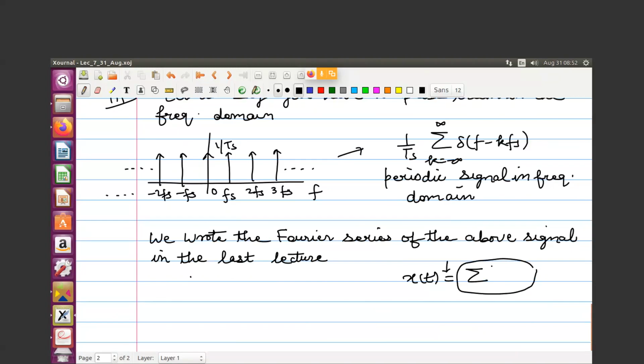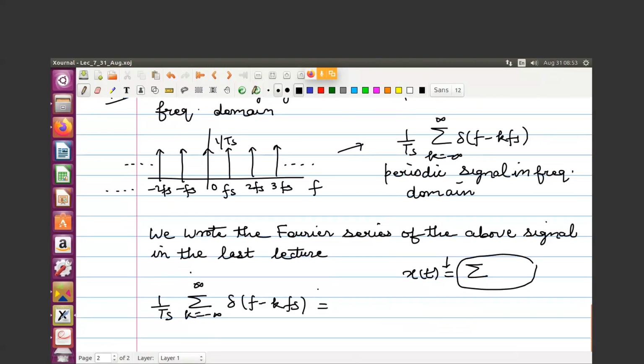This is a function of time, so this should also be a function of time. Then only this equality holds. A similar thing should happen here. So if I am writing 1 upon Ts summation k equal to minus infinity to infinity delta of f minus k fs as a Fourier series, this should also be in the frequency domain. So what we wrote was 1 upon Ts summation n equal to minus infinity to infinity Cn e raised to power j 2 pi n Ts f. This was the series which we wrote.